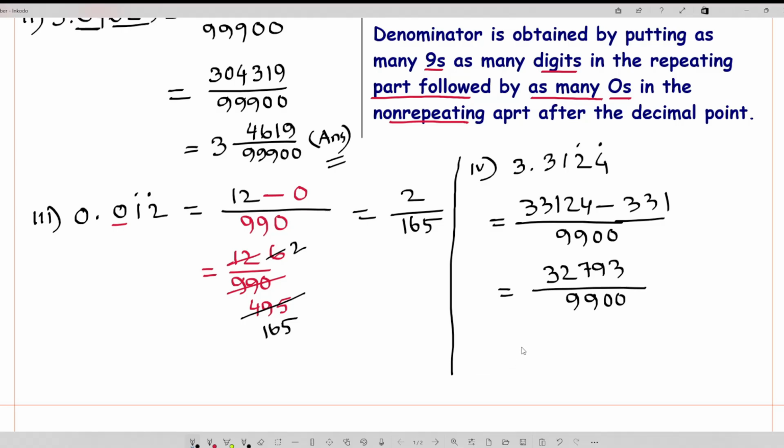Once we divide this, we will get 10931 over 3300. This is our answer.